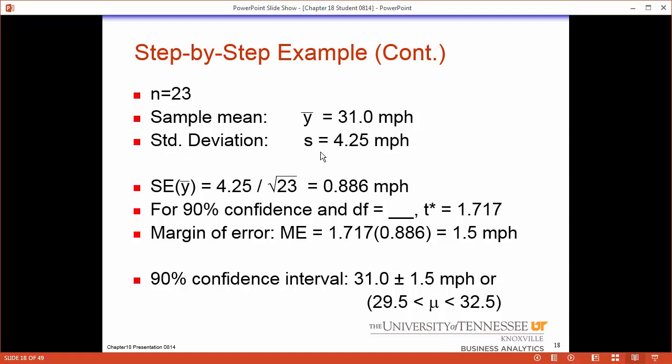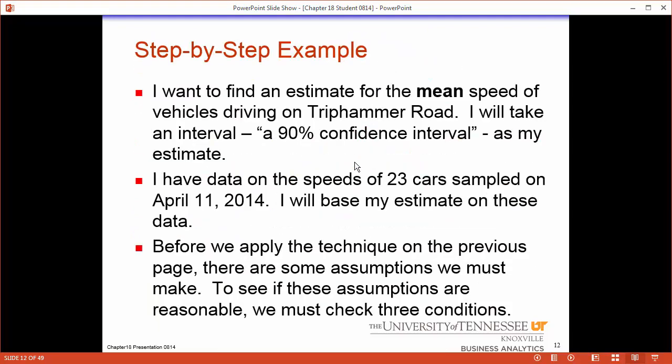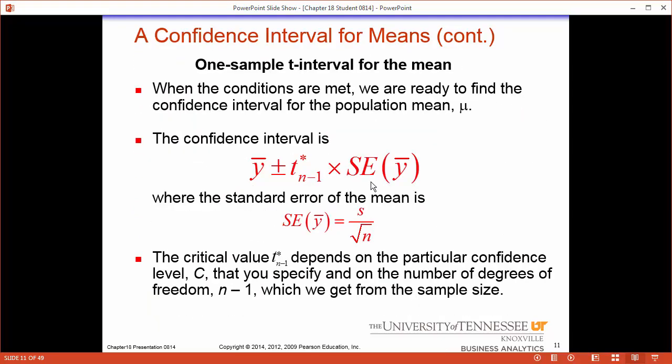We can calculate the standard error of y bar. That is simply the sample standard deviation over the square root of the sample size. And if you remember back to the formula, that's all we're trying to do right here. All we're trying to do is run this formula. So we needed this right here in the formula.